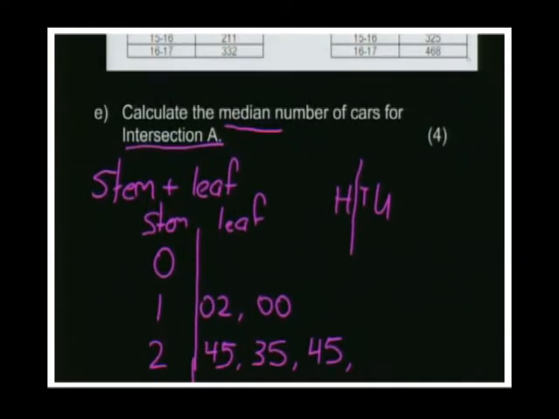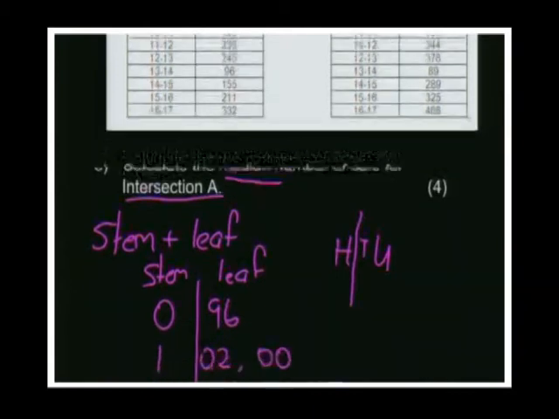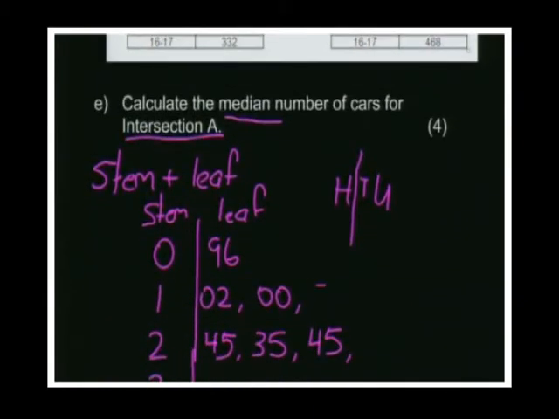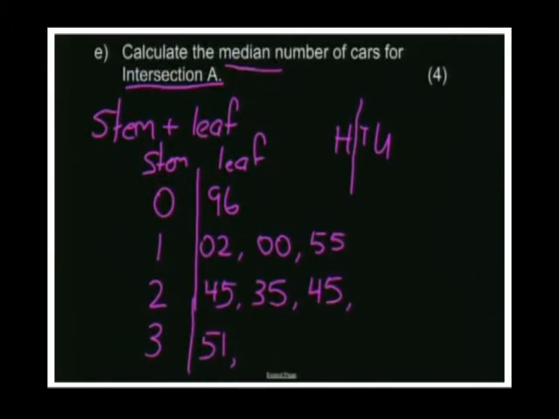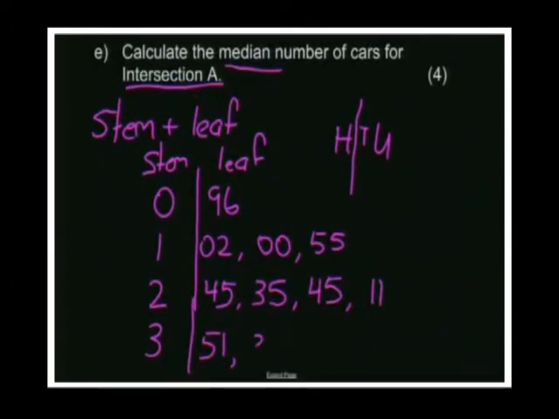96, that's my 0, so I've got 96. Then I've got 155. 211 and 332. Now this is not in order, but I have accounted for every single one of the numbers.